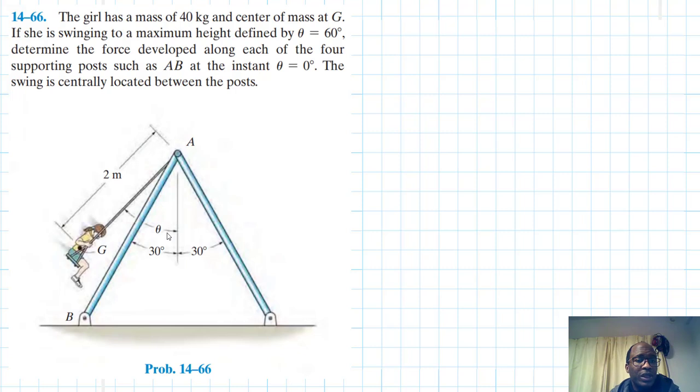The problem reads that the girl has a mass of 40 kg and the center of mass at G. If she is swinging to a maximum height defined by theta equal to 60 degrees, determine the force developed along each of the four supporting posts, such as AB, at the instant theta equal to 0 degrees. The swing is centrally located between the posts.